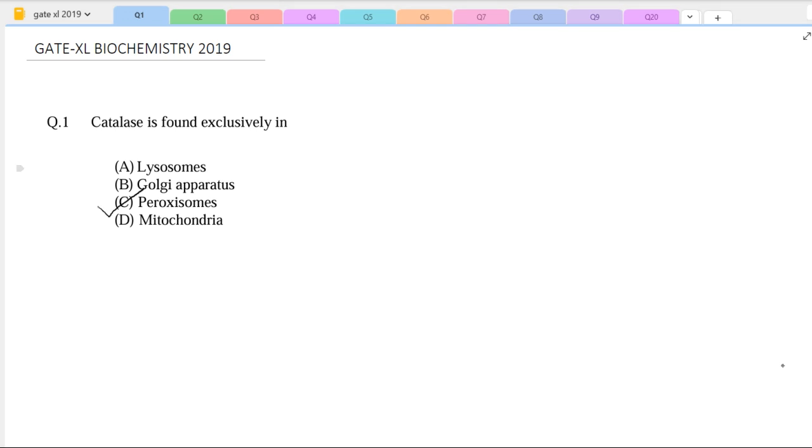As you may know, catalase is involved in protecting cells from reactive oxygen species or ROS, wherein it primarily converts hydrogen peroxide to water and oxygen. So this is mainly involved in the decomposition of hydrogen peroxide and in the protection of cells from ROS. So it is mainly found in peroxisomes. Moving on to the next question.